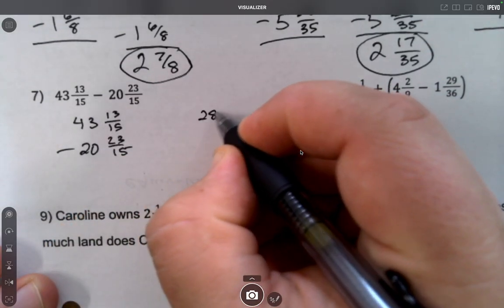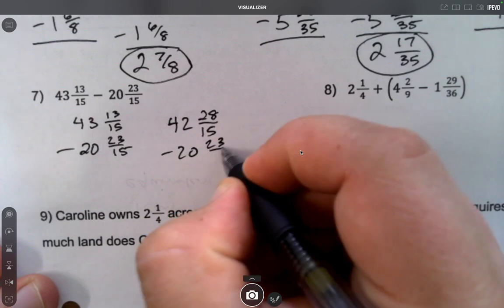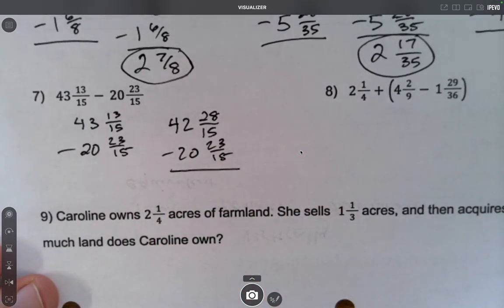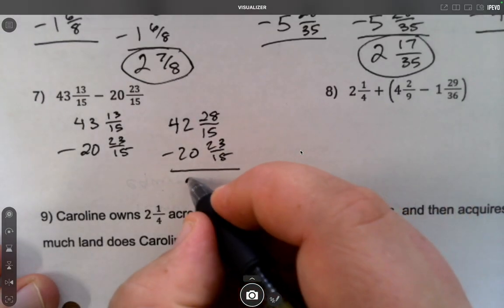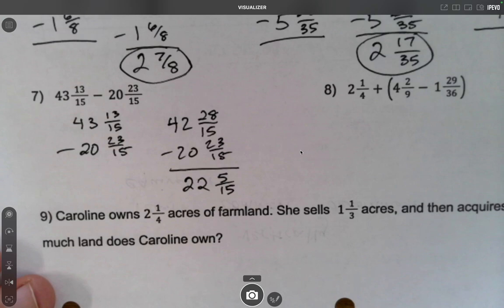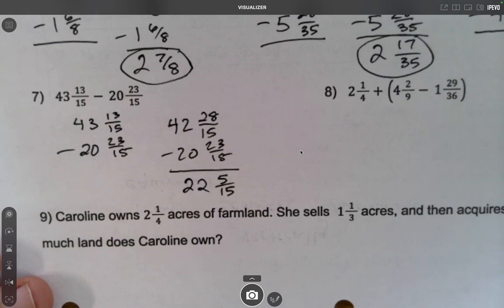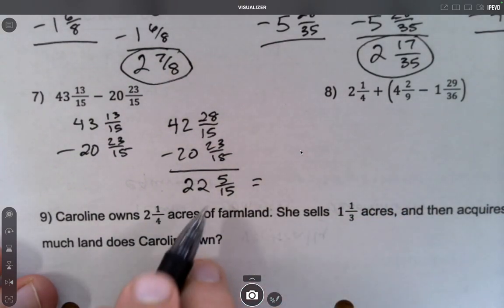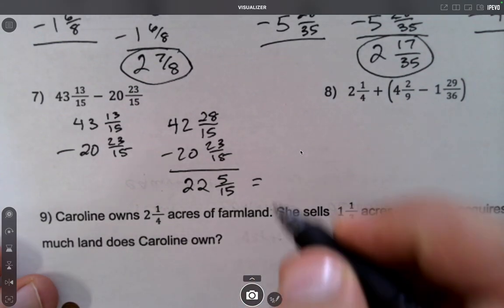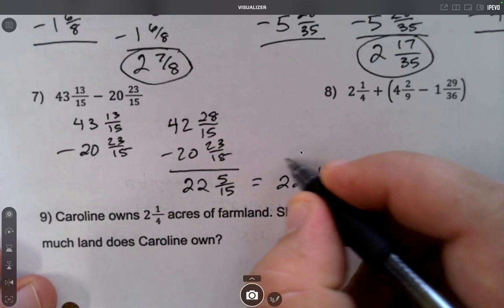15 plus 13 is 28. And we have to borrow 1 from the 43. And the bottom, we leave it just as it is. 42 minus 20 is 22. 28 minus 23 is 5. And we leave the denominator the same. Now this is the first time this has happened on this example. We have a fraction that can be reduced because 5 and 15 are both divisible by 5. So this answer isn't wrong, but I'd say it's incomplete because we need to reduce it. So we do 5 divided by 5, which is 1. 15 divided by 5, which is 3. And we get our final answer.